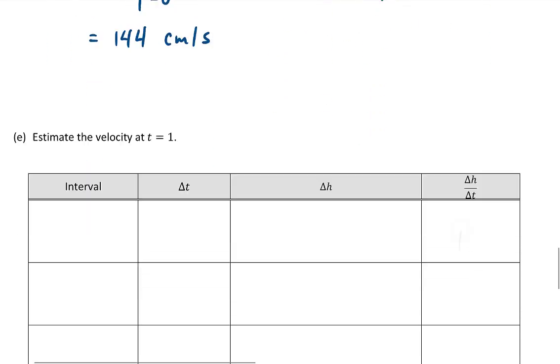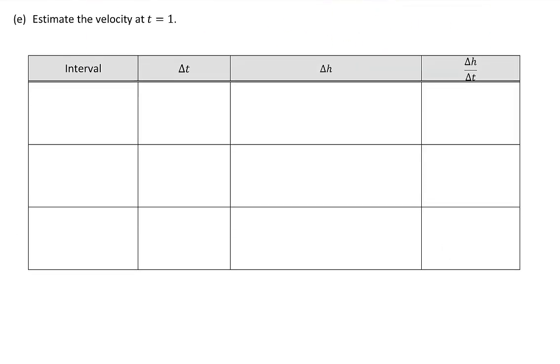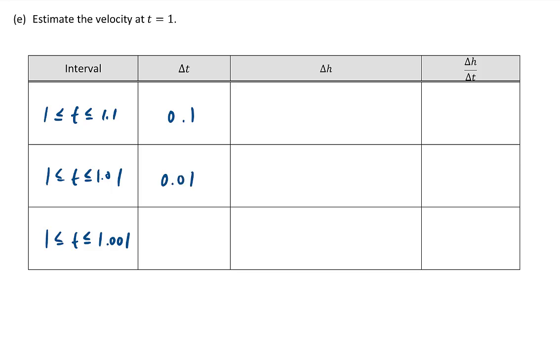Finally, let's take a look at the velocity, or the instantaneous rate of change, at t equals 1. So starting with our intervals, I'm going to choose from the right side. So that's t going from 1 to 1.1, then going from 1 to 1.01, and then finally 1 to 1.001. 1.1 minus 1 is going to give us a delta t of 0.1. 1.01 minus 1 gives us 0.01, and 1.001 gives us 0.001.